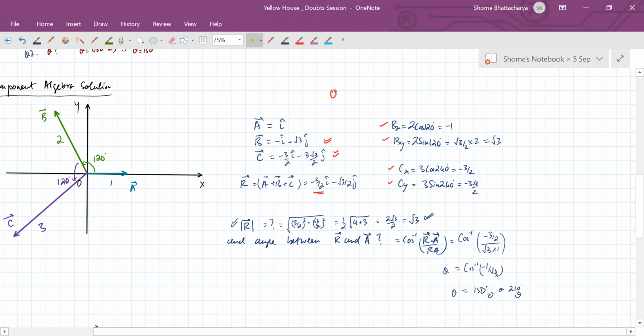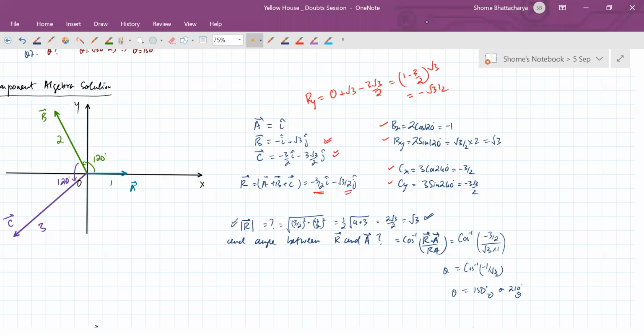And the y component is this. It is 0 plus root 3 minus 3 root 3 by 2. So that is the same thing as 1 minus 3 by 2 into root 3, which is the same thing as minus root 3 by 2. That's how we got this. So that is the resultant's y component. No? Okay, good. Hope that question is clear to all of you.